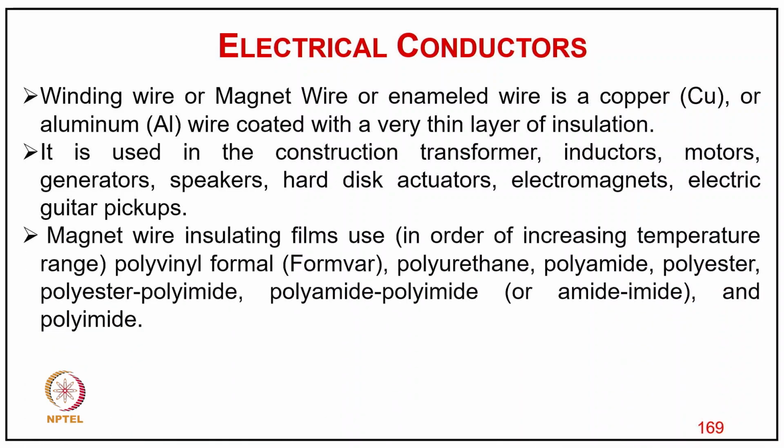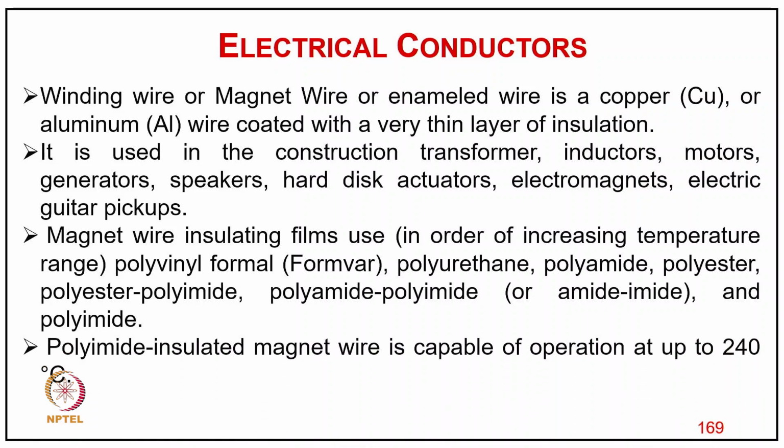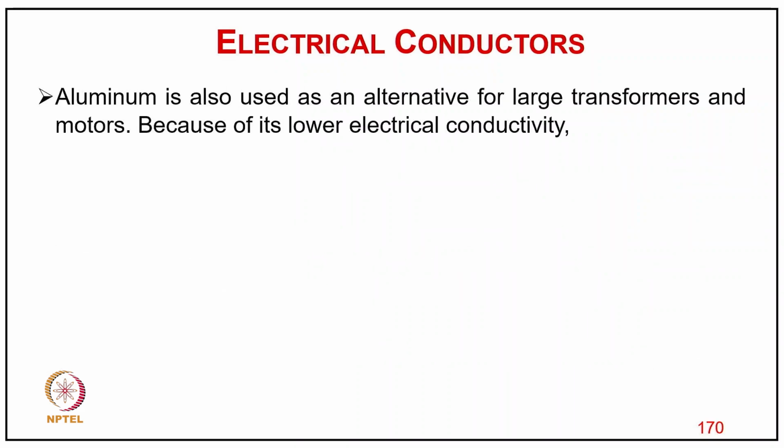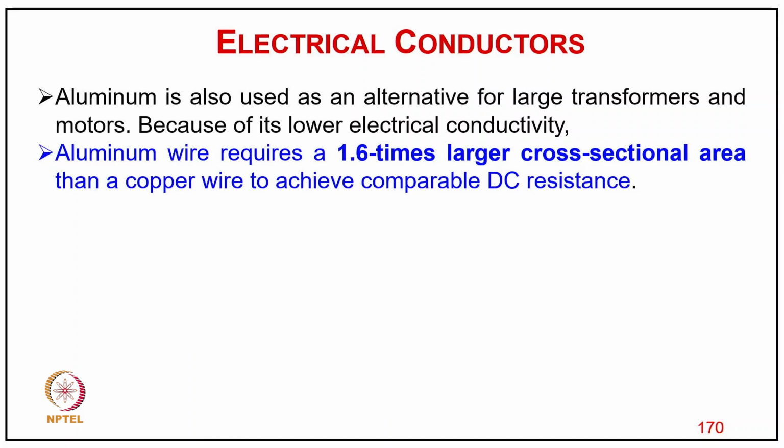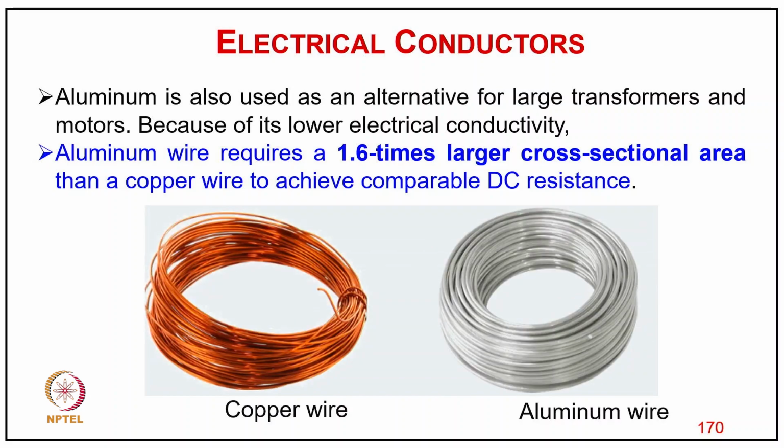Magnet wire insulating film is used in order to increase the temperature range. These are the different kinds of insulating material on which the wires are coated. Insulated magnet wire is capable of operating up to 240 degrees Celsius. And aluminum is also used as an alternative for large transformers and motors because of its low cost, though it has lower electrical conductivity. So aluminum wires require 1.6 times larger cross section area than a copper wire to achieve comparable DC resistance. As you can see, the copper wire and aluminum wire, how they look relatively.